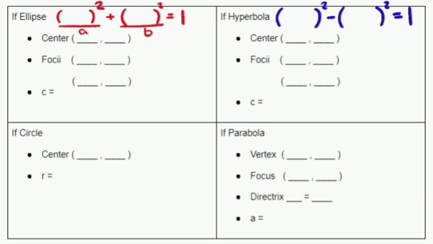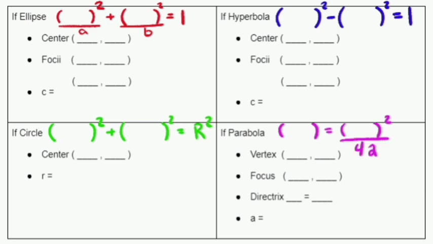For the hyperbola, they're both going to be squared, but they're going to be subtracted from each other. For best results, it should be equal to 1. A circle looks almost identical to an ellipse, except both the fractions can be the same size. Usually we try to multiply them out to turn the 1 into r squared, r being the radius.